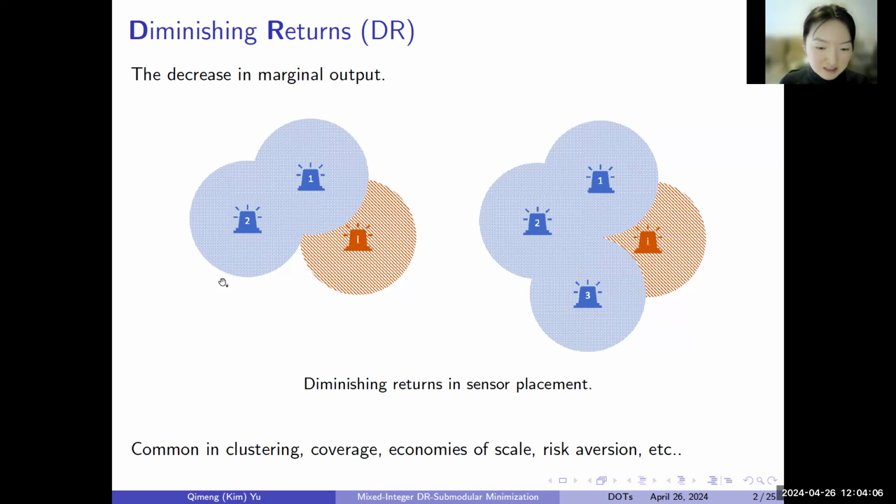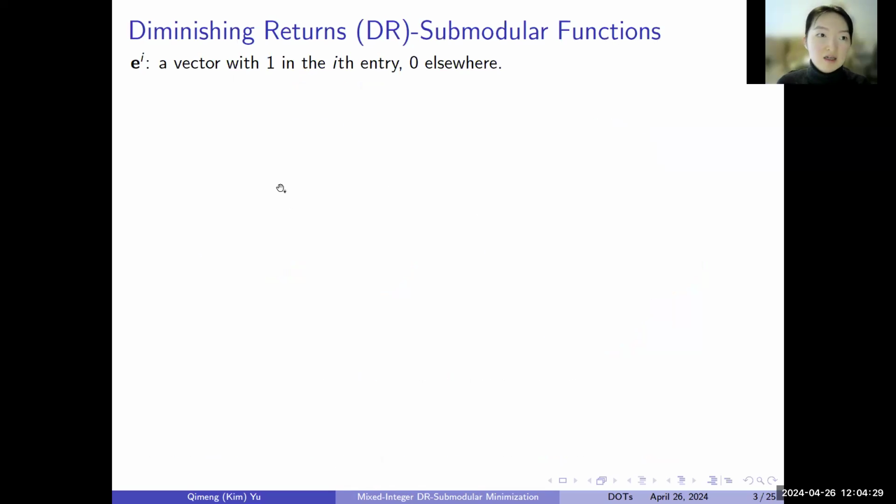And I should highlight that DR is a ubiquitous phenomenon in the real world. It occurs in all applications that involve clustering, coverage, economies of scale, risk aversion, etc. What I'm trying to say is that functions that are able to capture this phenomenon have great modeling power in practice, and this is why we care about them. And DR, or diminishing returns submodular functions, is one such class.